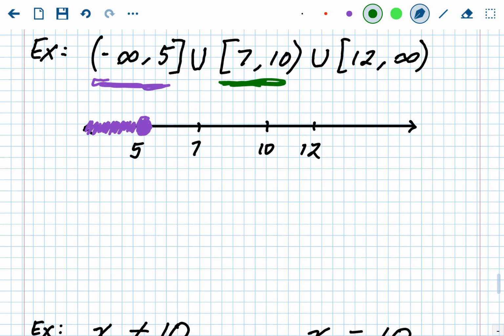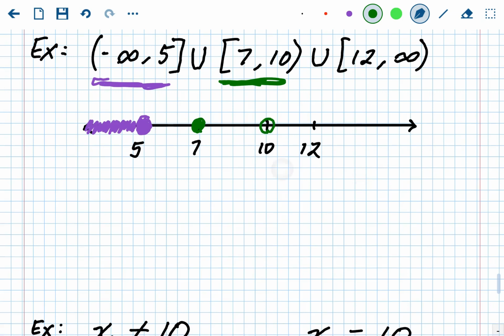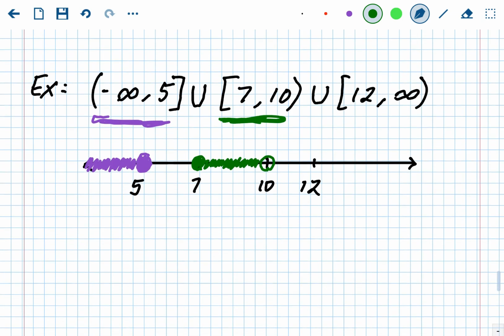So 7 is going to get a closed circle, 10 is going to get an open circle, and the interval says it's all values between those two. So your answer could be in that interval, or, that union again, it could go from 12 to infinity. Okay? 12 has a bracket, so it's going to get a closed circle, and then infinity goes to the right.